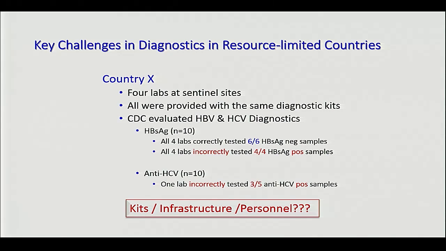But for C, since three of the four labs had 100% accurate, concordant results, it clearly shows that this one particular lab had either issues with personnel competency or issues with equipment, which could be the incubator or plate washer. Lab folks here, they know very well what I'm talking about.